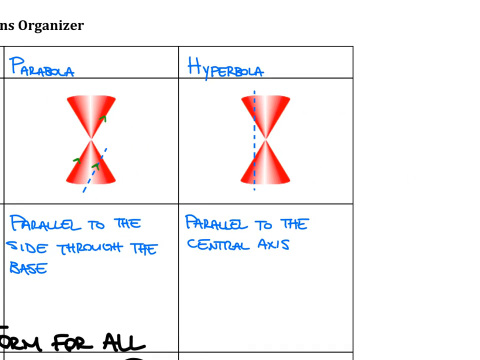Hyperbola, it's going to be perpendicular to our bases, it's going to cut through both of our cones, and it's going to be perpendicular to the central axis. I didn't draw the central axis in on this one, but it would be in the exact same location, so bear with me. There would be my central axis, and you can see that these would be parallel.